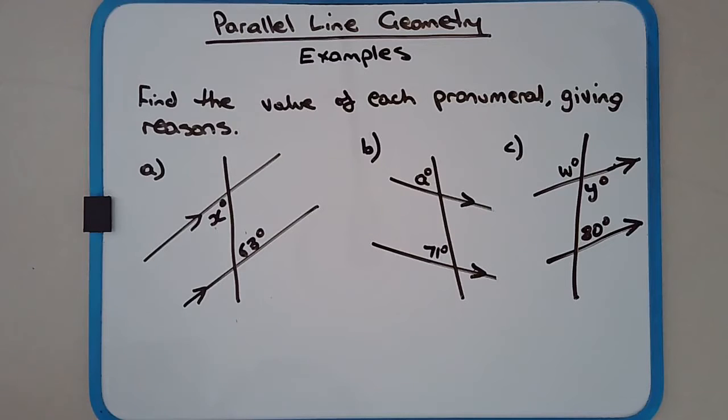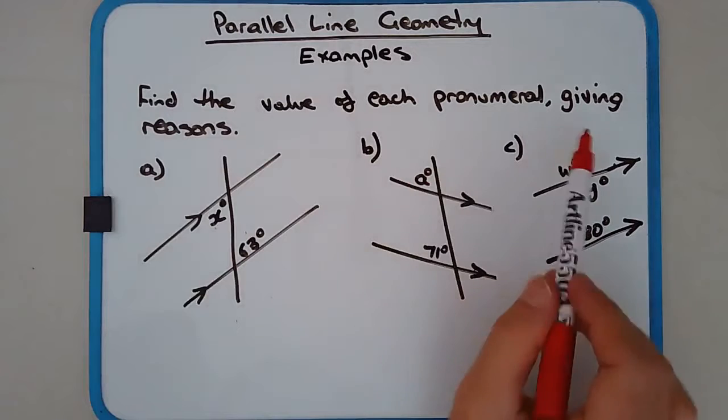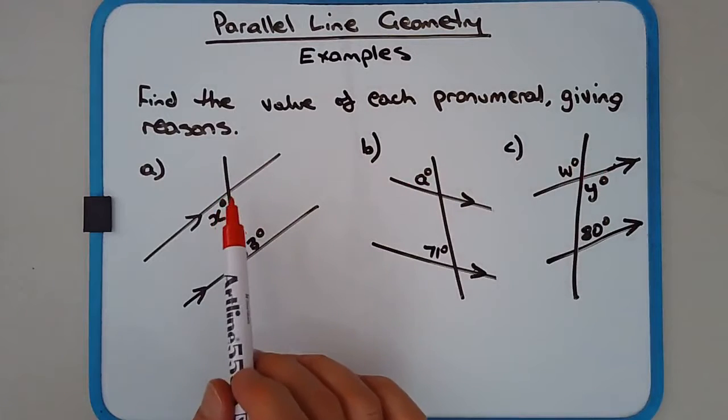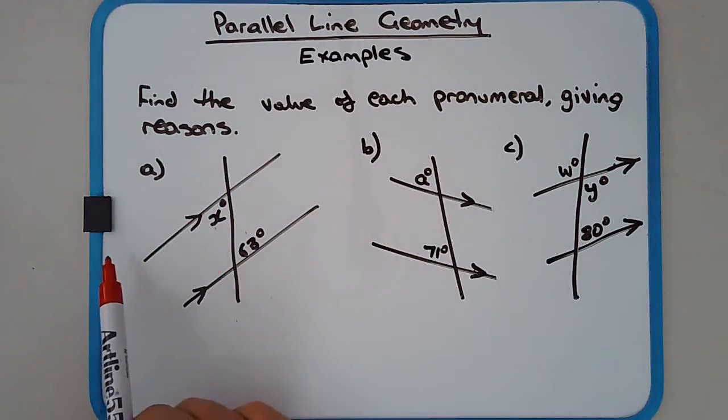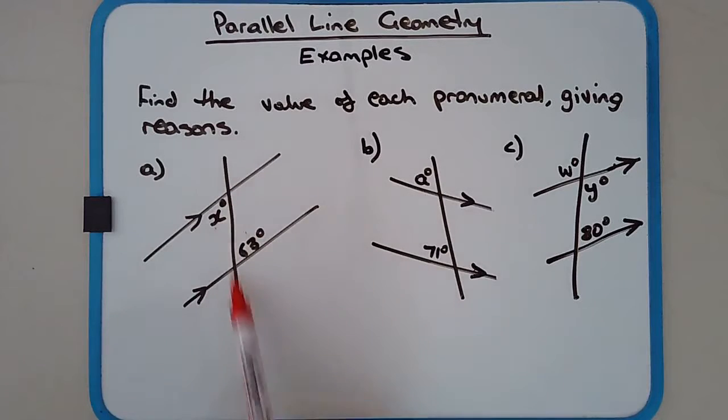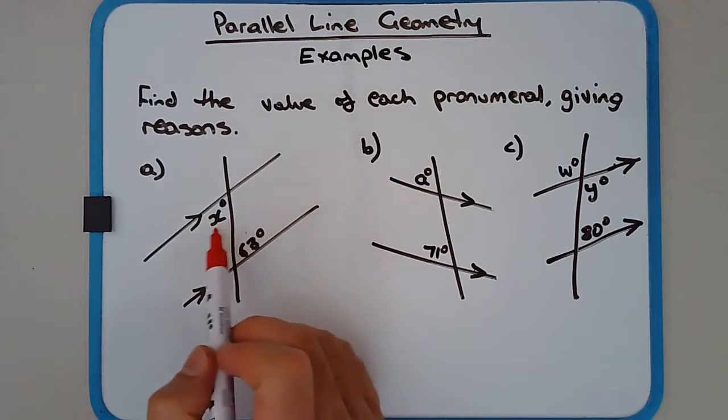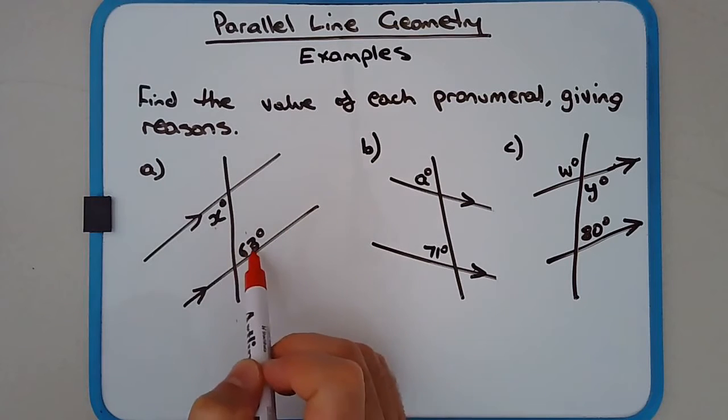Let's have a look at some examples now involving parallel line geometry. So we're going to find the value of each pronumeral and just give a brief reason. So let's have a look at part A. Part A, we've got a pair of parallel lines. We have a transversal, and we've got two angles. Okay, so we have an angle X and 63 degrees.